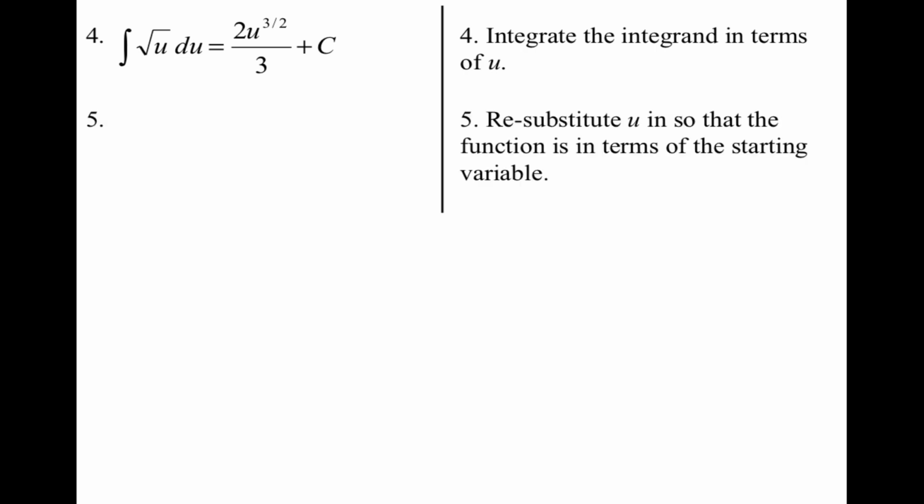Step 4 is to now integrate the integrand in terms of u. Now I have the square root of u, which is just u to the 1/2, and that is a function that I can find the antiderivative of, which is 2u to the 3/2 over 3 plus c. Then of course the last step is to resubstitute u so that the function is in terms of the starting variable. So this integral became 2 times 1 plus x to the fourth to the 3/2, all over 3, plus c. Notice how where u was, I replaced it with what I said u was in step 1.